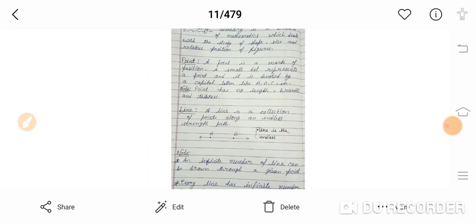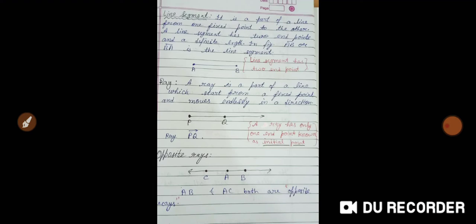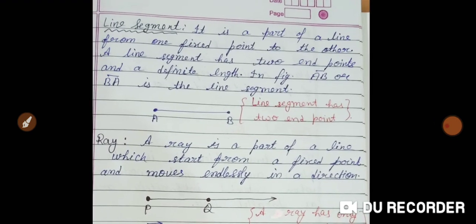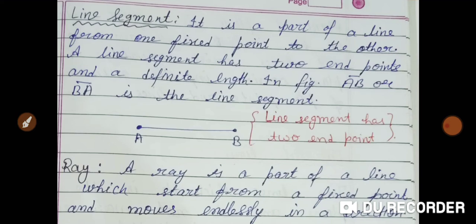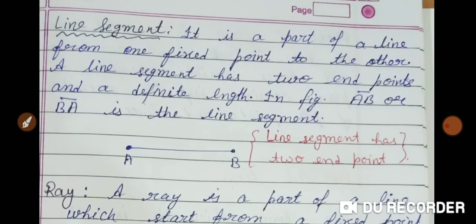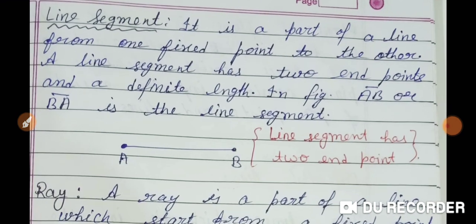Now line segment. You can see here AB is the line segment. Line segment has two end point A and point B. And if you want to define the line segment, then you can tell it is a path of the line from one fixed point to the other. A line segment has two endpoints and a definite length. In figure, AB is the line segment.